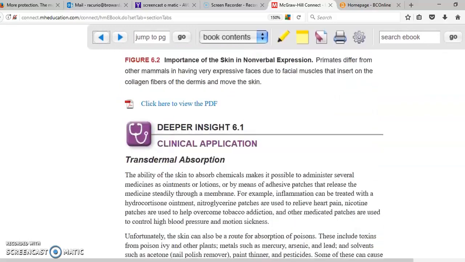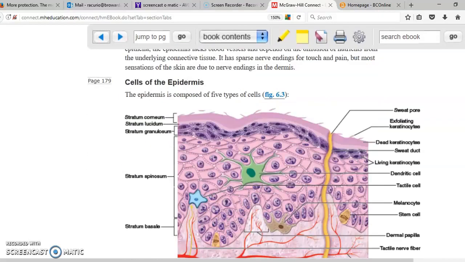We keep scrolling down. We see the epidermis. In the epidermis, we said we have multiple layers, and these layers are going to be called stratums. So what stratums do we have? Corneum, lucidum, granulosum, spinosum, and basal.